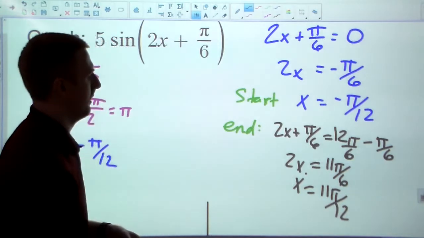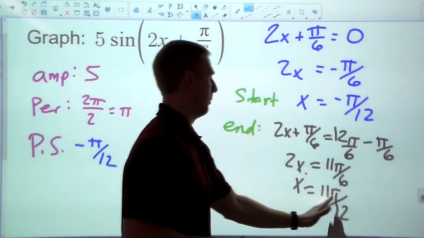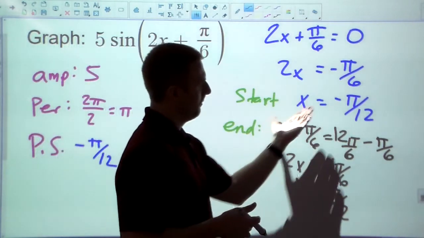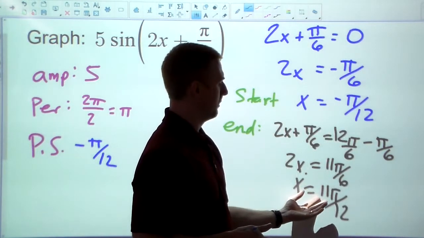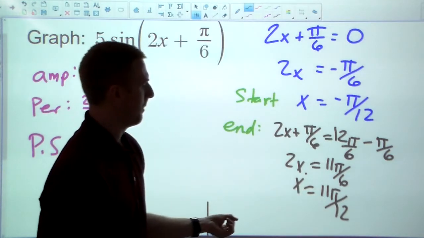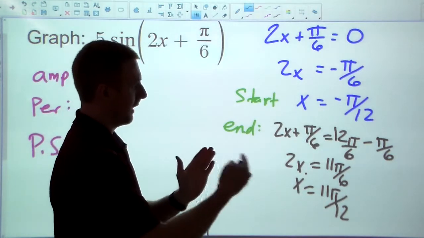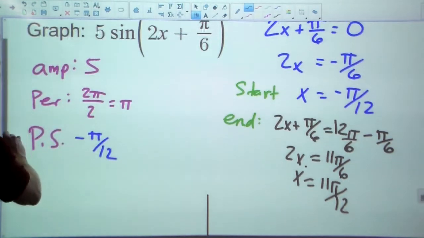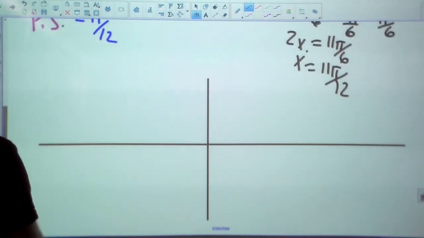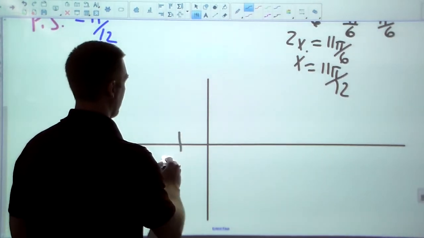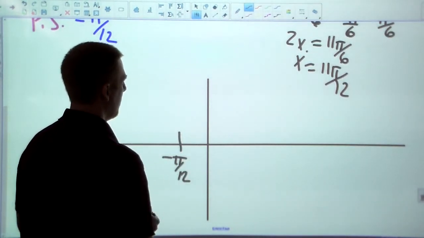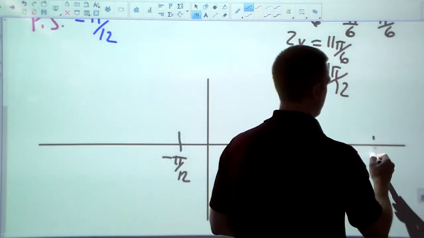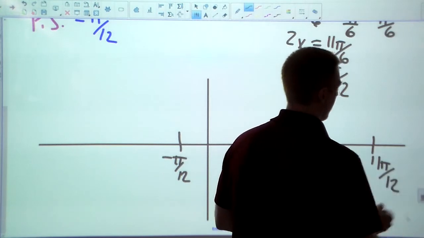Now, a good quick check here. From this point to this point should equal your period, because that's the beginning to the end. Well, negative pi over 12 to positive 11 pi over 12, that's altogether 12 pi over 12, which is pi. So it's checking out, it's looking good. Where I usually begin, I take that starting point, which in this case is negative pi over 12, and then I put that ending point, which in this case is positive 11 pi over 12. And I get that on there.